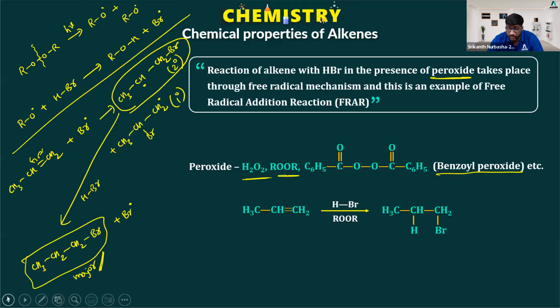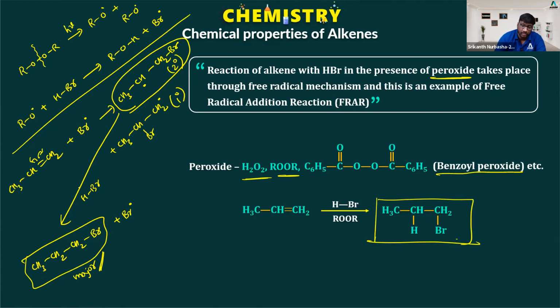Is that clear, students? Whenever you are treating HBr with R2O2, you will generate CH3 CH2 CH2Br. This will be your major product, and the mechanism is free radical path. Whatever I have given is nothing but the mechanism. Same mechanism we have seen earlier.